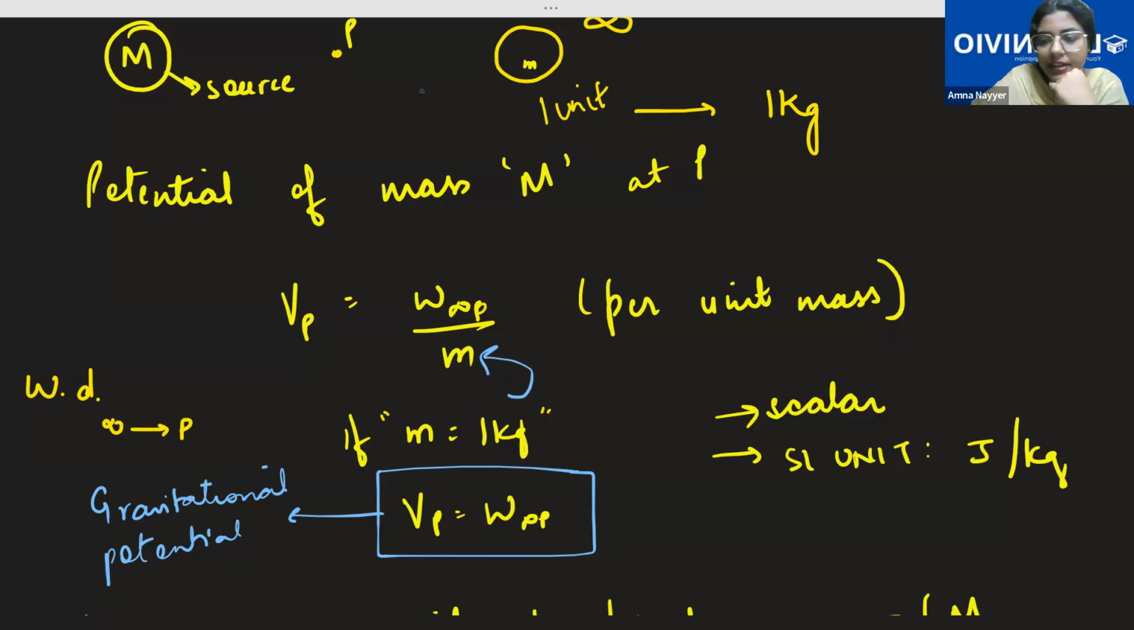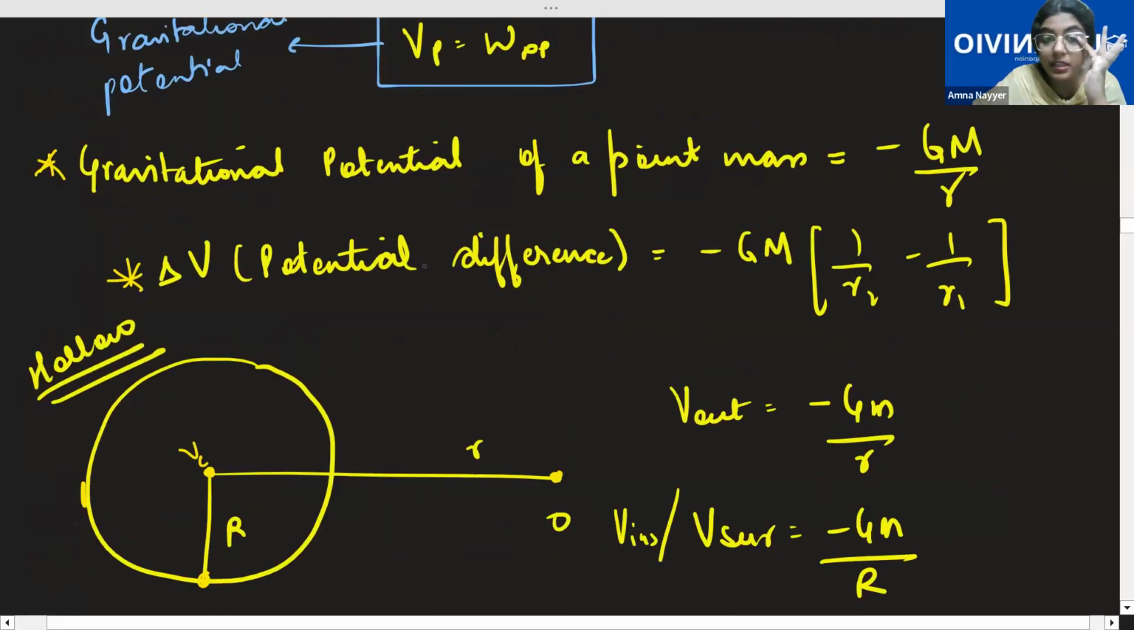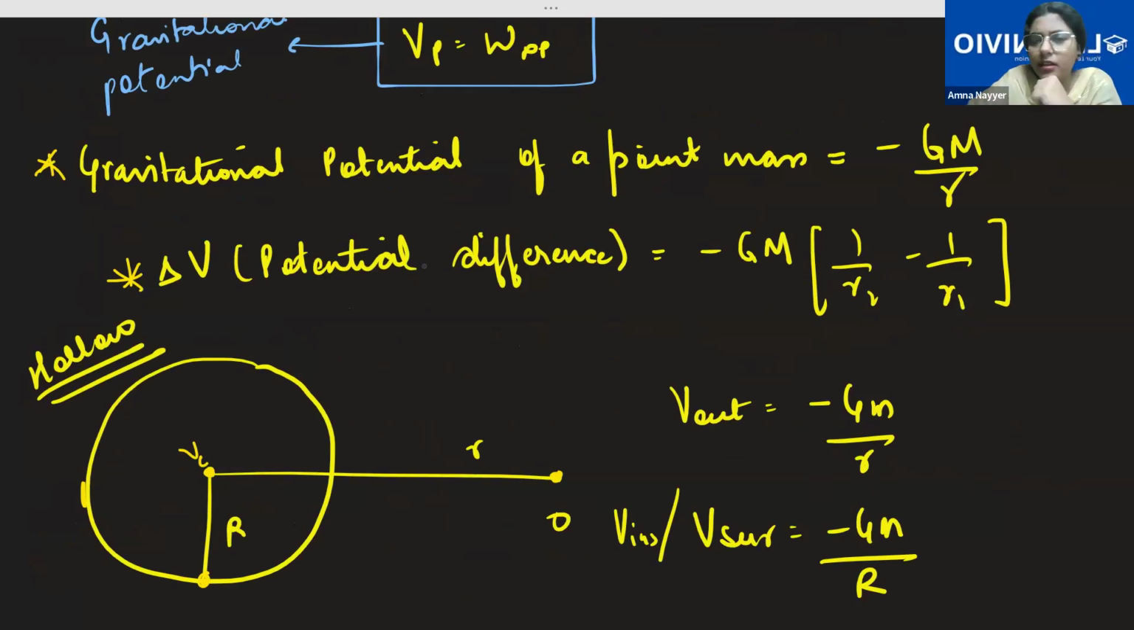Okay, class, different objects. Let's remember the potential of it. The derivation is not this. The way you have remembered it for the intensity, remember it for the potential as well. The gravitational potential of a point mass is minus GM by R. How are we getting this?